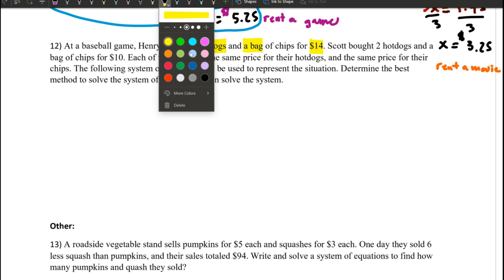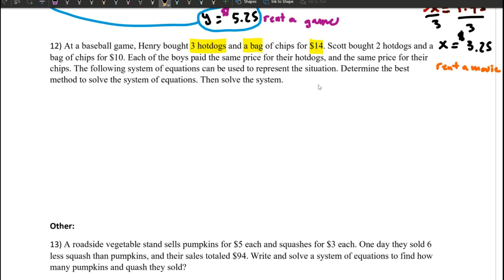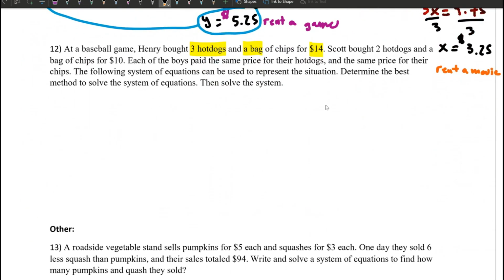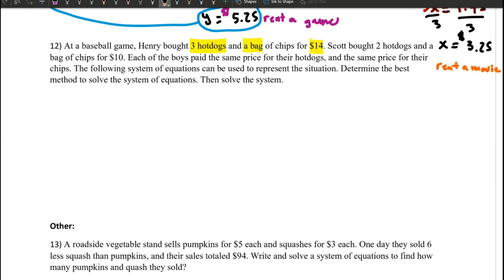Please get used to the language that they're using. They say a bag of chips, which means one. And in the last video, I think we saw something similar, a new member was also one. Scott bought 2 hot dogs and a bag of chips for $10. It looks easy because they both have the same unit, a bag of chips. Each of the boys pays the same price for their hot dogs and the same price for their chips. The following system of equations can be used to represent the situation, which they don't give to you.